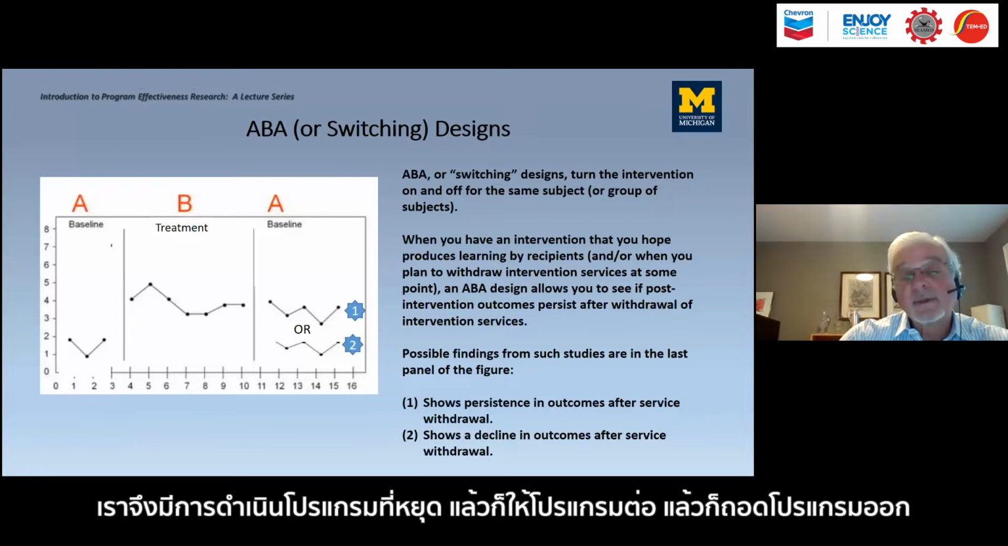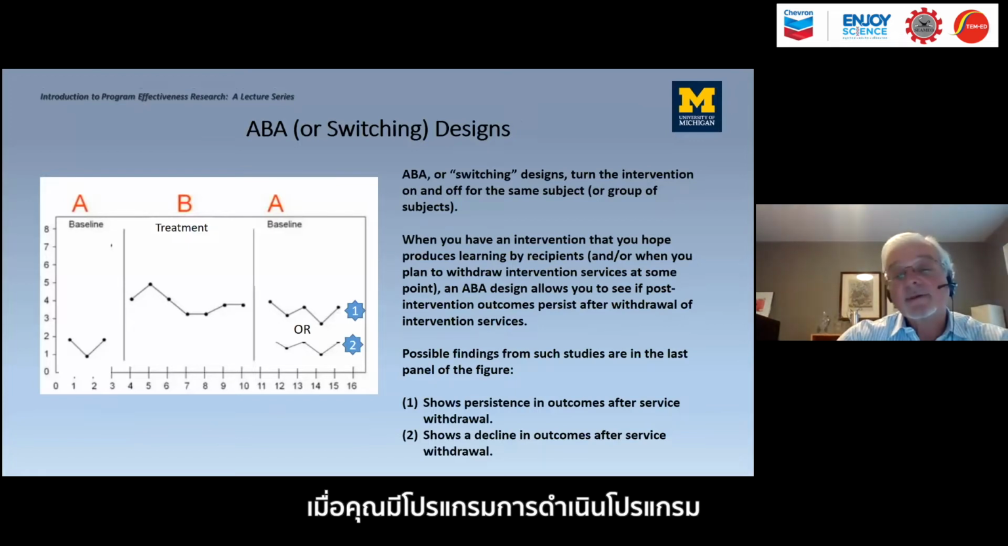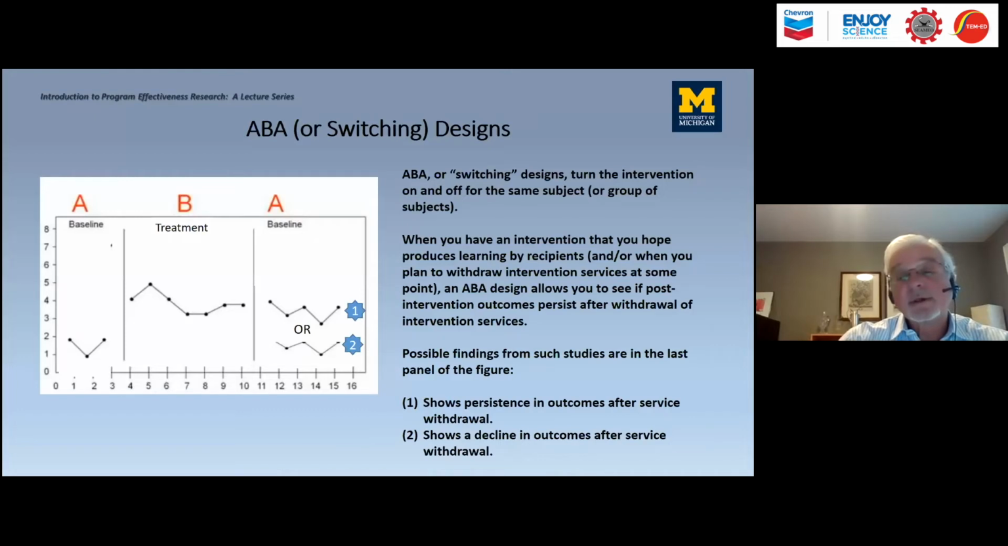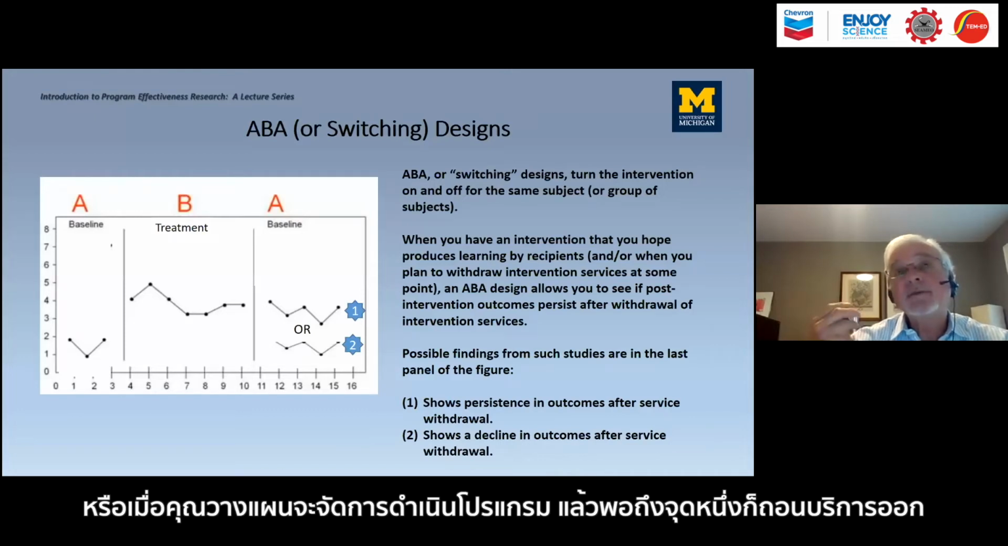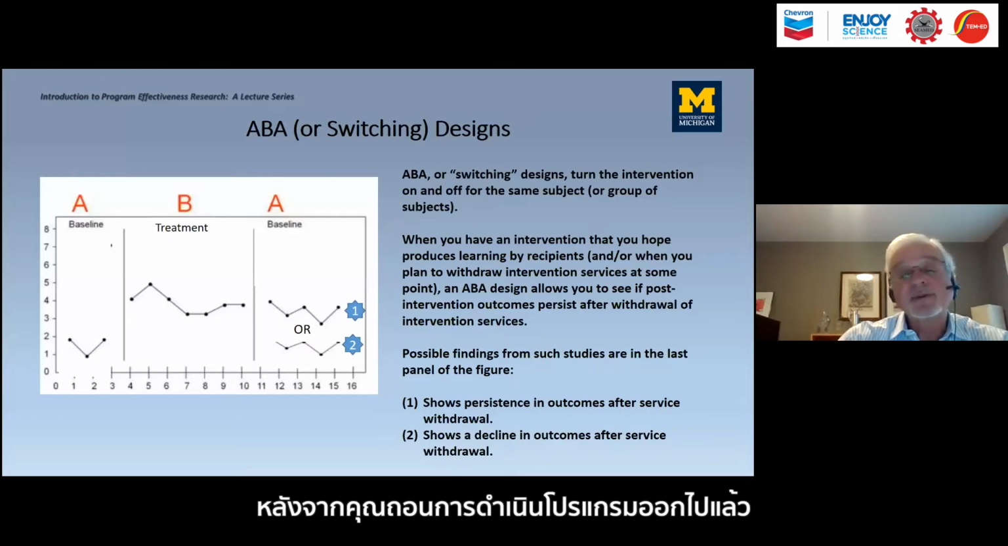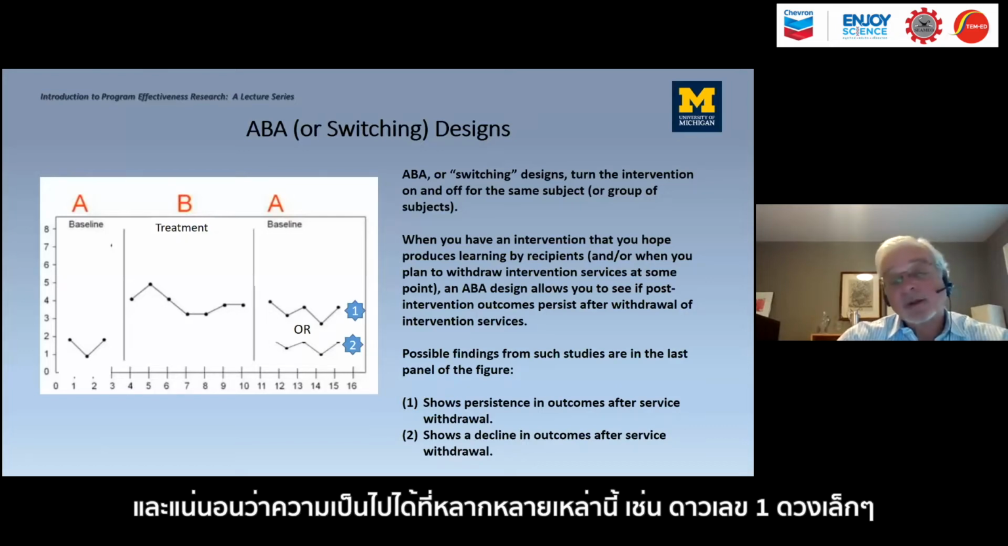So we have the intervention is off, then it's on, then it's off. So when you have an intervention that you hope produces learning on the part of recipients, or when you plan to provide an intervention and then withdraw those services at some point, this ABA design allows you to see if post-intervention outcomes persist after you withdraw the intervention services. And of course, there's multiple possibilities here.